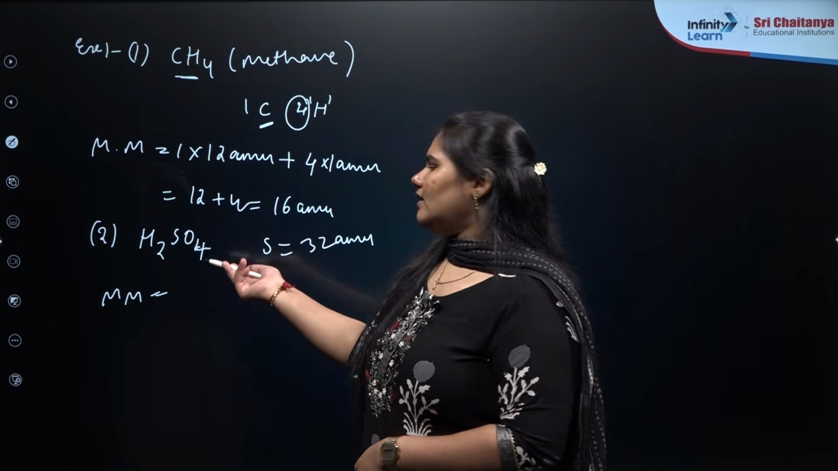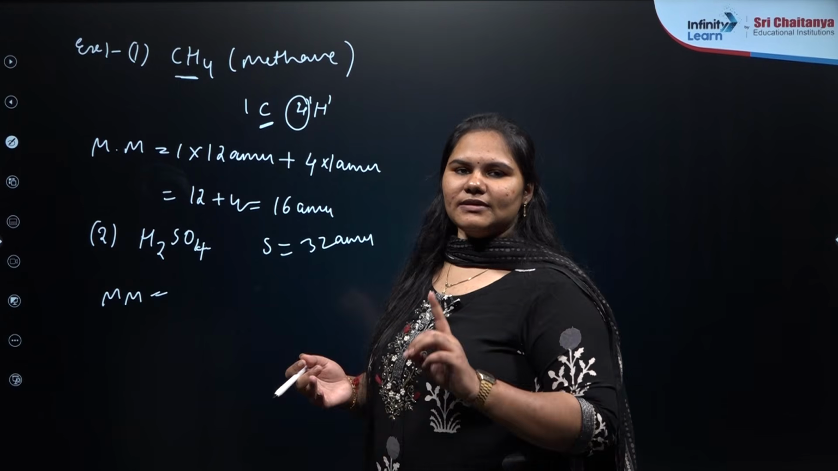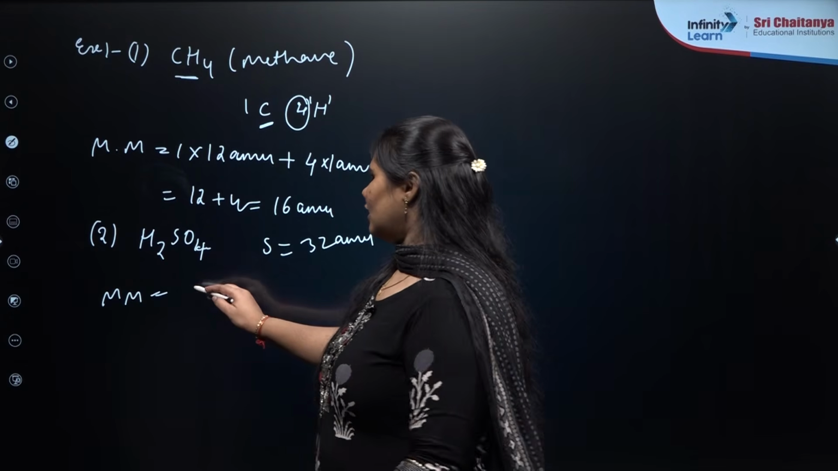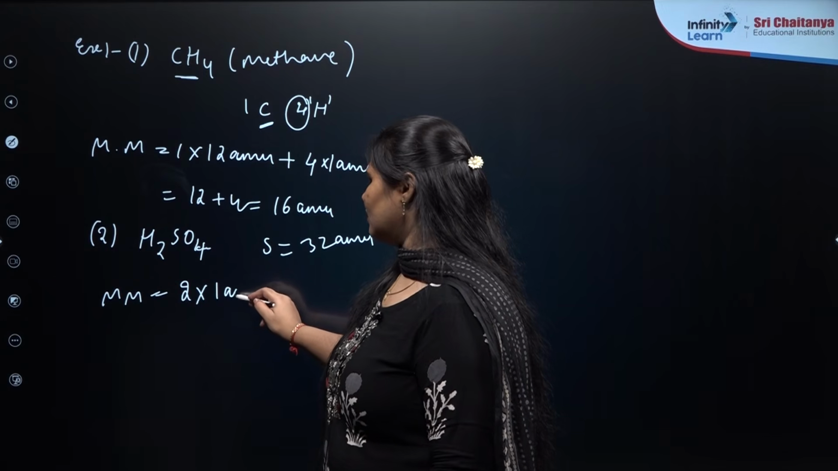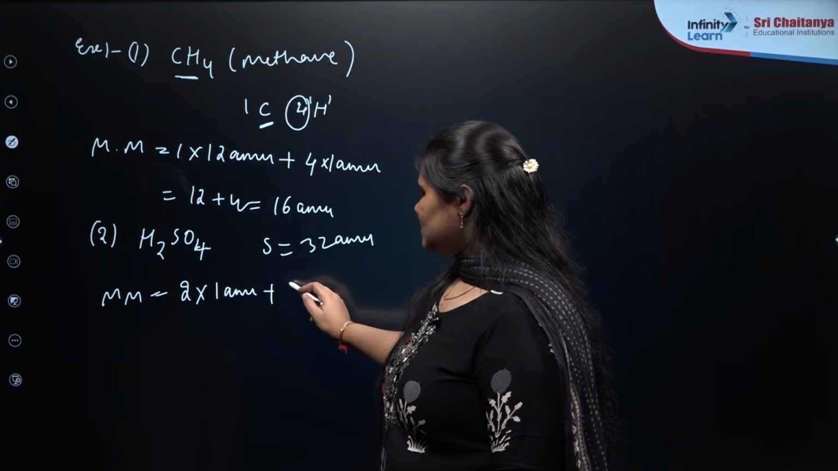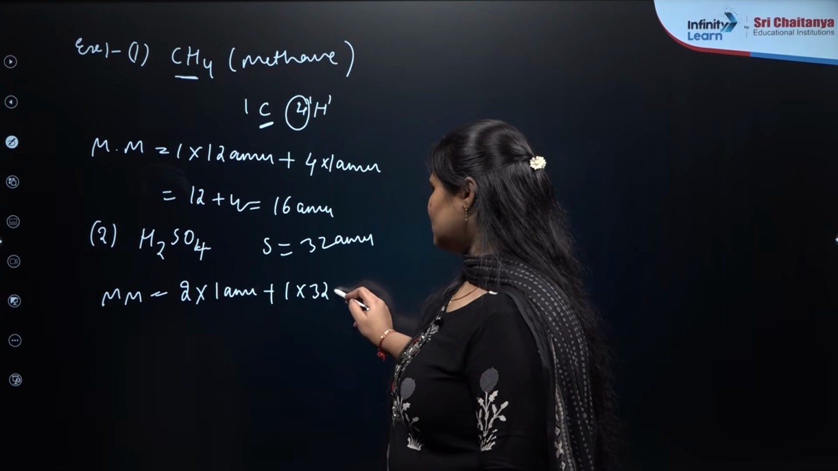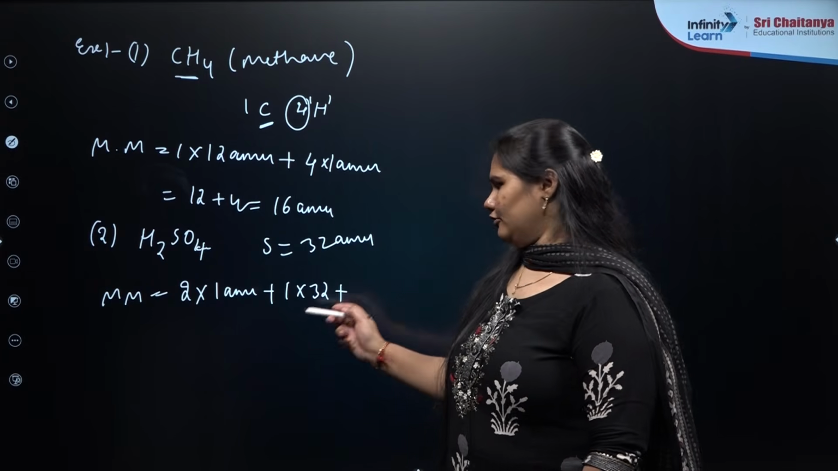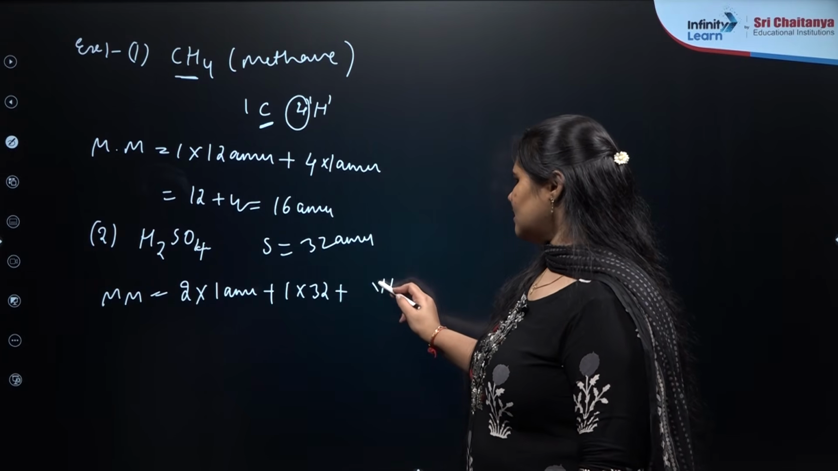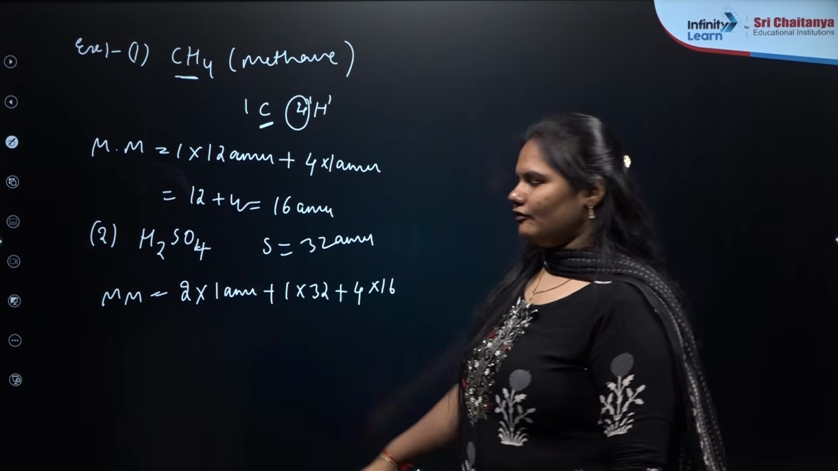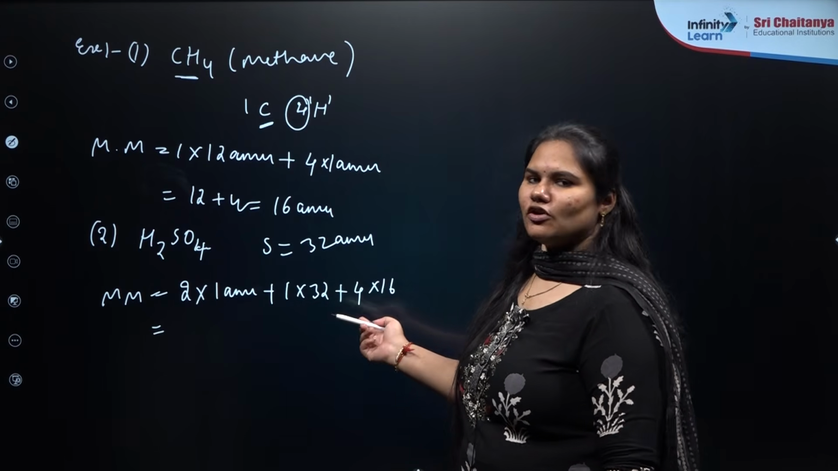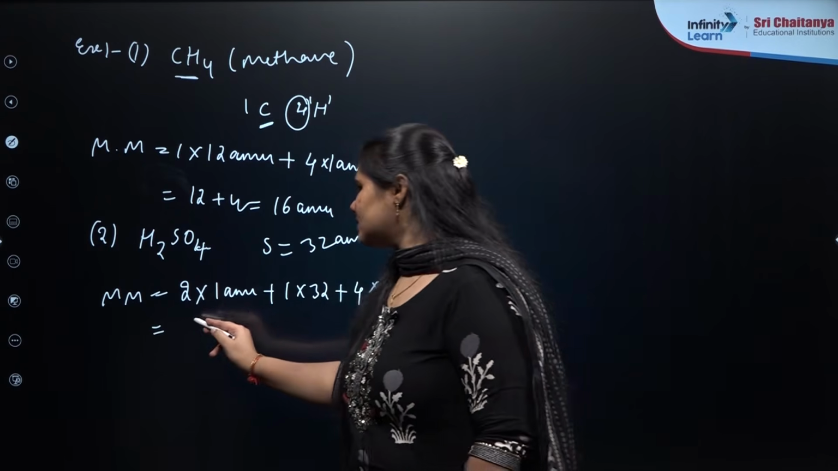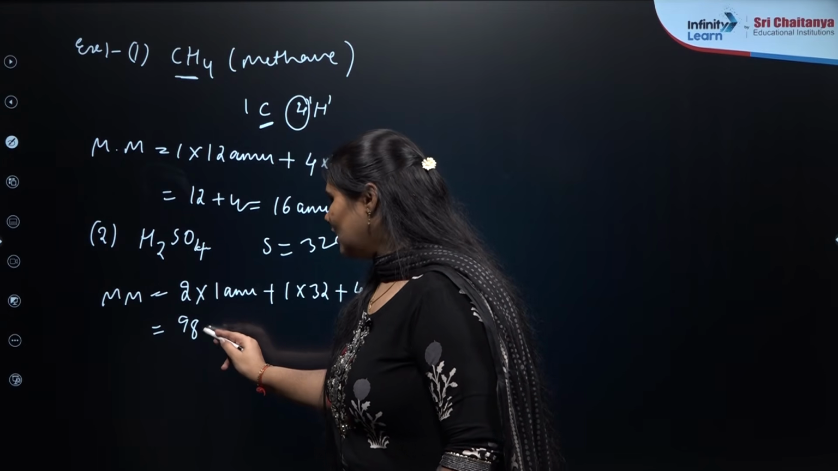Now, we already learned the hydrogen atomic mass, sulfur atomic mass and oxygen atomic mass. Can you tell me how many hydrogen atoms are there? 2. What is the atomic mass of hydrogen? 1. So 2 into 1 plus sulfur, it is 32. Only 1 sulfur is there, so 1 into 32. And oxygen, it is 16. There are 4 oxygens, so 4 into 16. So 2 plus 32, 34. 34 plus 4 into 16, how much? 64. 34 plus 64, it is 98 AMU.